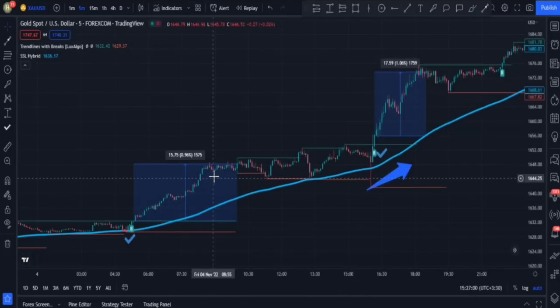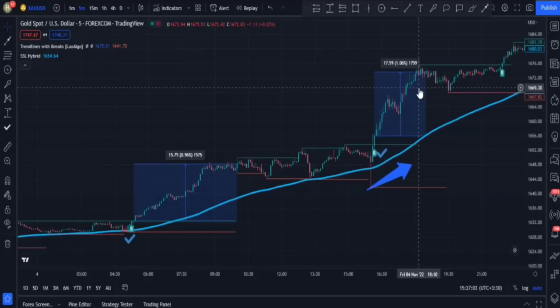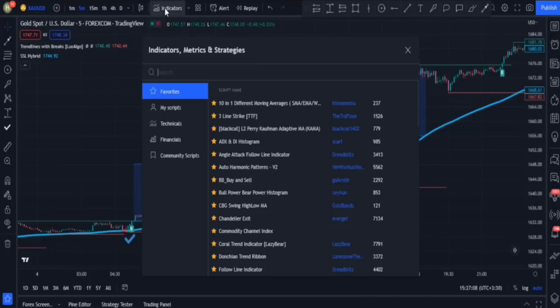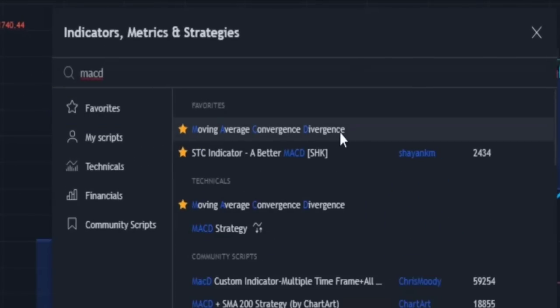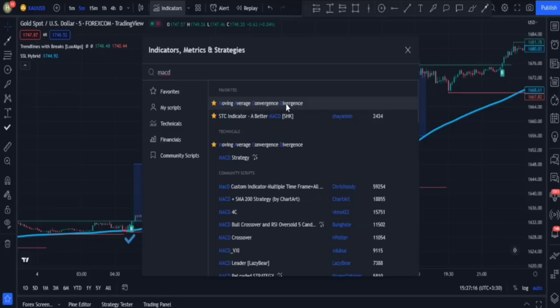If you want to know where to put your take profits, continue watching the video because we're going to add the third indicator. So open the Indicators tab and type MACD in the search bar and add Moving Average Convergence Divergence to your charts.